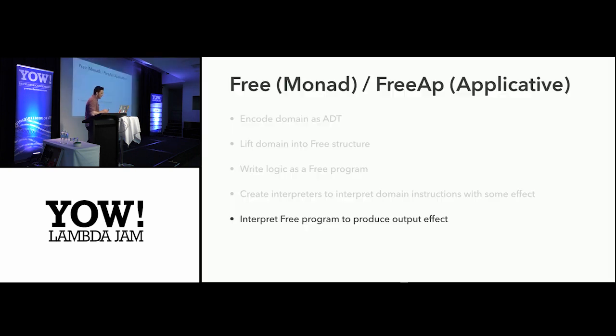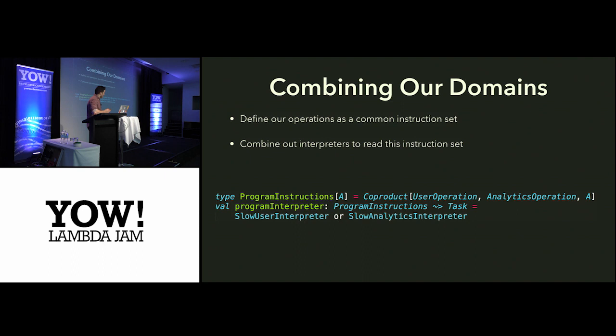So finally, we need to interpret our free program to produce an output effect. In order to do this, we need a way to combine the domains. We've seen that we can define a domain for users and define a domain for analytics, and then we can write interpreters for each one of those things independently. But putting them together requires what's called a coproduct. And you can kind of think of a coproduct very much like an either. It's basically either a user operation or an analytics operation. And it kind of ends up being this big tree.